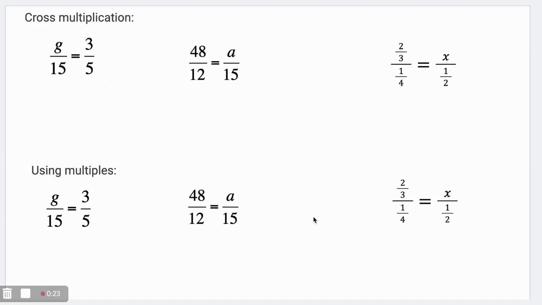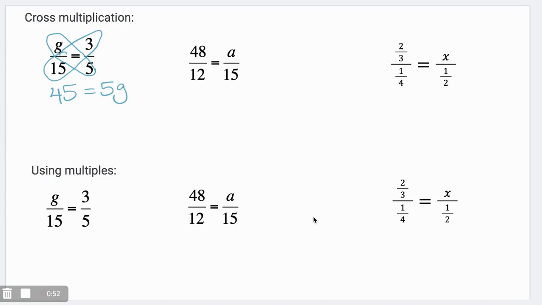So to cross multiply that, I'm going to multiply diagonally. So I'm going to do 15 times 3, and 15 times 3 is going to give us 45 equals, and then I'm going to do 5 times g, which gives us 5g. So now this is saying 45 is equal to 5 multiplied by some number. So we're trying to figure out what that number is.